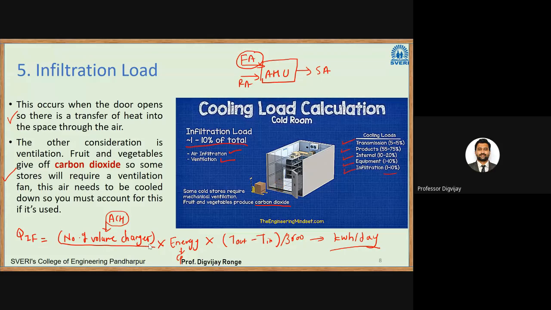Into its energy, meaning whatever energy is being transmitted with the help of this air, into the temperature difference. The temperature difference will be T outside, the temperature of outside air, minus the temperature of inside air, divided by 3600. That will give you the unit in terms of kilowatt hour per day. So these are the loads which are acting in this case.